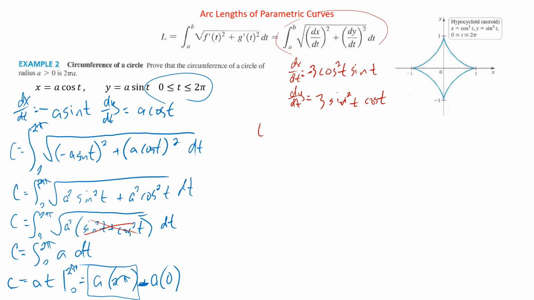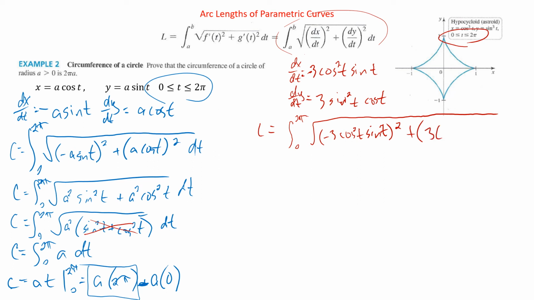Now we need to put these into our equation. So the length is going to be the integral from 0 to 2 pi, because that's given right there, and then we'll have a square root of the dx over dt squared. So that'll be negative 3 cosine squared t sine t, squared, plus 3 sine squared t cosine t, squared.